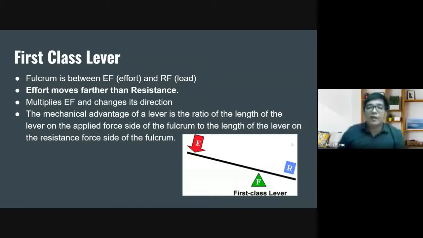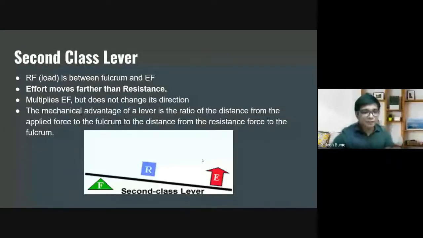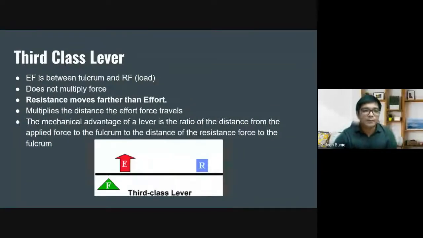For example, we have here Ryan, and then this is Judy. So Judy has an advantage over Ryan because on this side it would be much easier. Again, we have the second class lever. The fulcrum is on the end. Third class lever. The fulcrum is on the end as well.